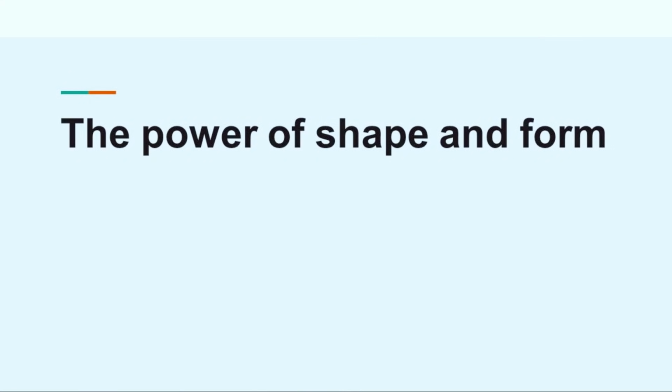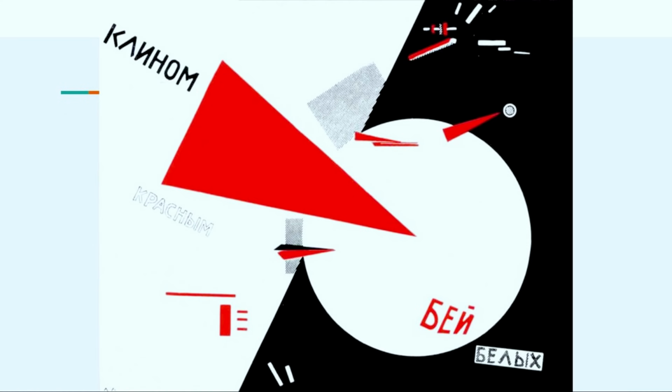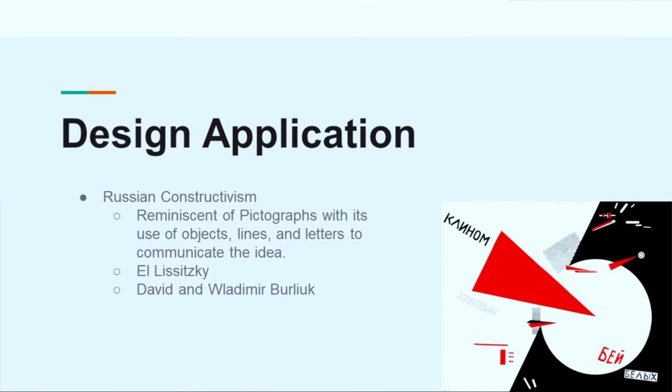So the power of shape and form. This too is stepping back into the Russian Constructivism movement. This is from a designer named El Lissitzky. And this is reminiscent of pictographs with its use of objects, lines, and letters to communicate the idea. So these group of designers, El Lissitzky and David and Vladimir Burliuk, are key players in Russian Constructivism.